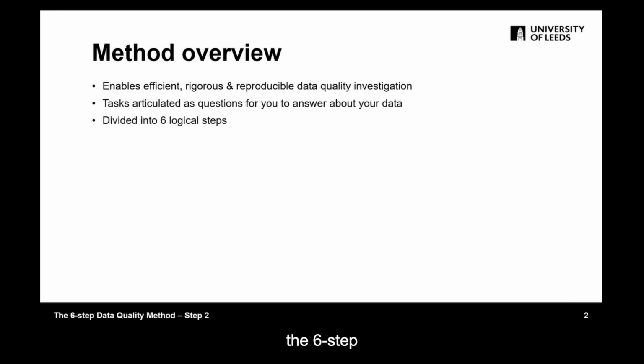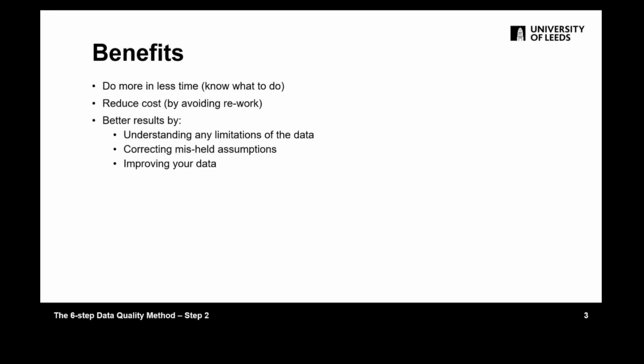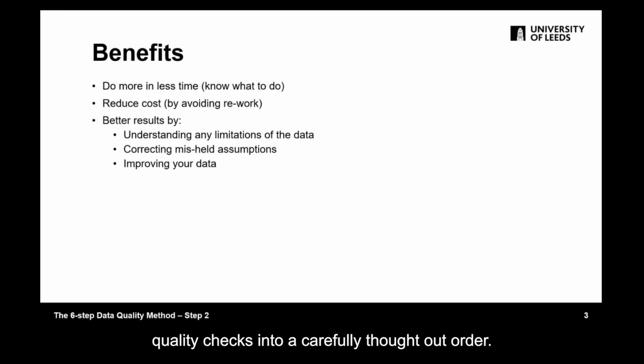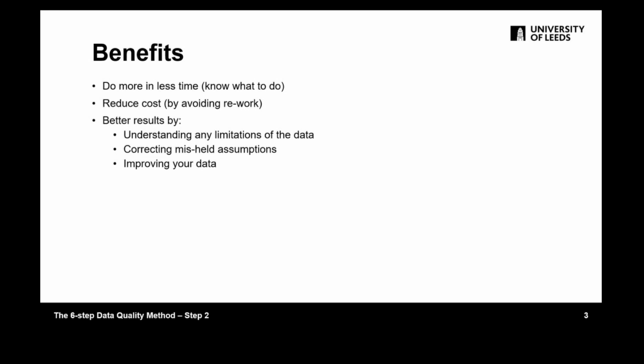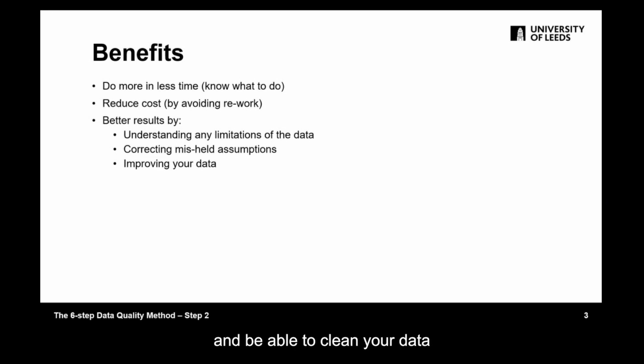We have designed the 6-step method to let you investigate the quality of your data efficiently, rigorously, and reproducibly. There are 3 types of benefit: enabling you to do more in less time because the method tells you what to do, reducing cost because we have grouped data quality checks into a carefully thought out order, and letting you get better results because by following our method, you will understand the limitations of your data, correct misheld assumptions, and be able to clean your data as you progress through the 6 steps.